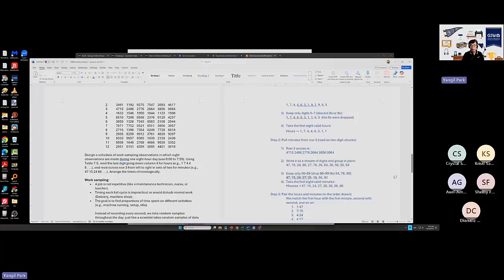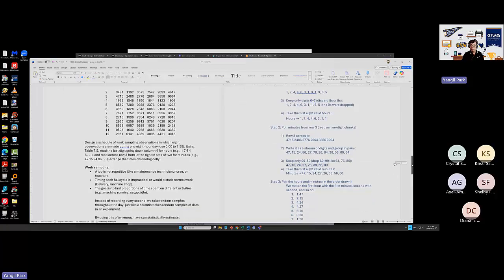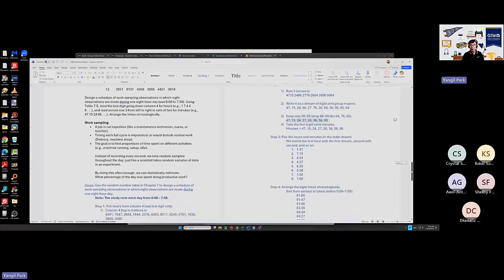Then we keep following numbers from step 2 here, so we get 8 of them to match the hours we found above. The valid minutes are here, taken from here exactly. Then we combine the hour with the minutes. It's just like that. So we take hour 1 and 47 minutes, 7 and 15, and so forth.